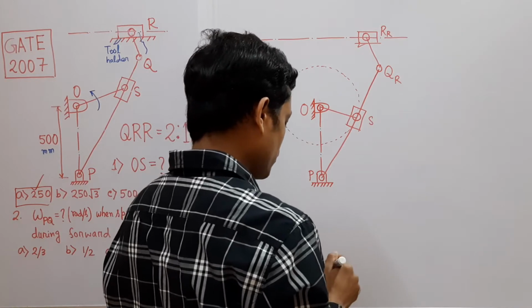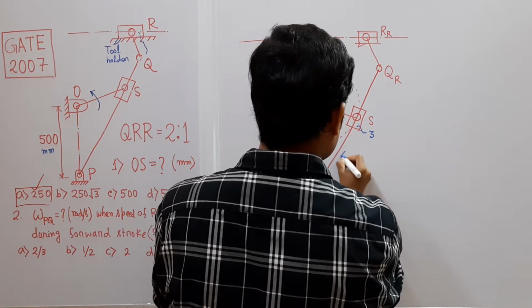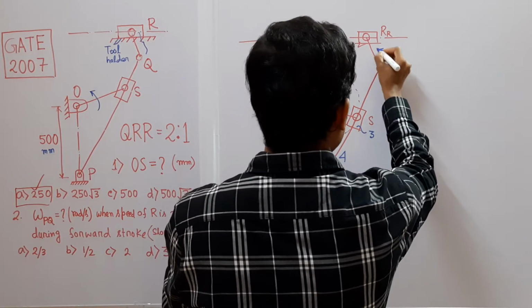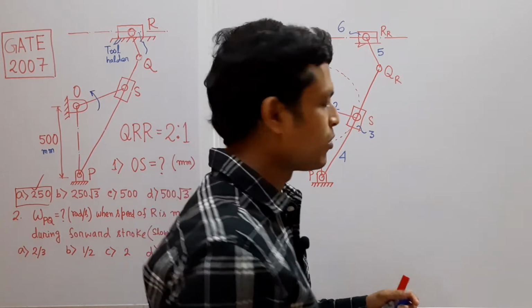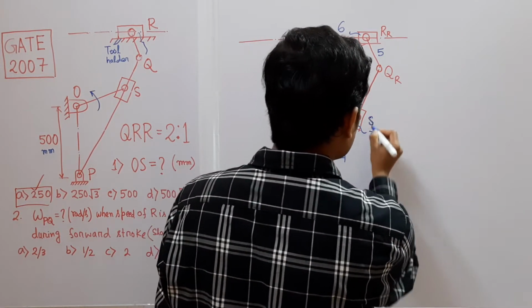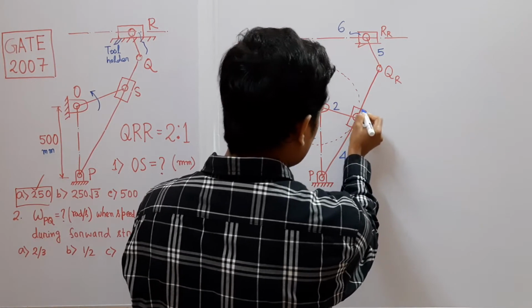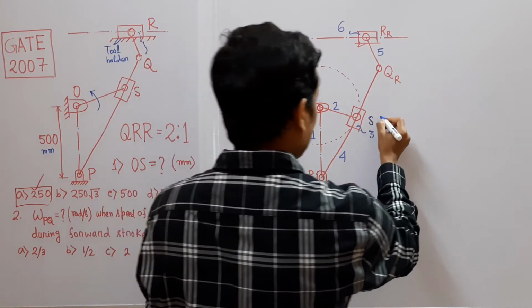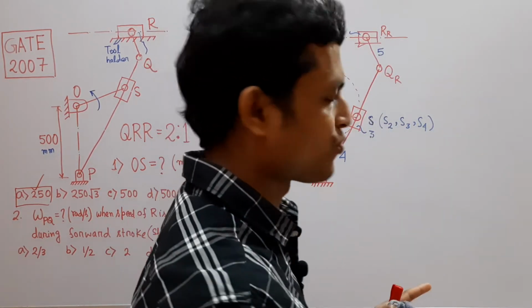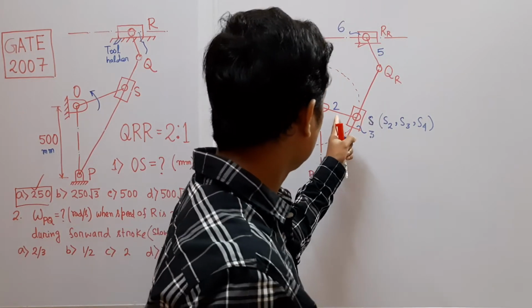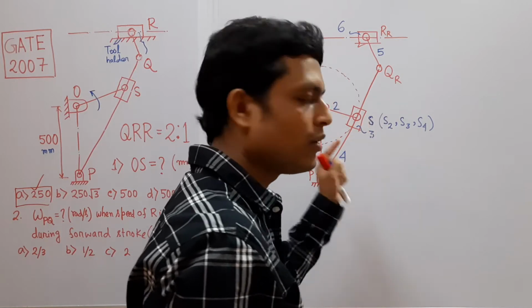And let me denote the link numbers also. So fixed link is 1, this is 2, this is 3, this is 4, oscillating link, this is 5, and this is 6. Now in the last lecture we have solved a problem, that is the point S. This is the point S which lies on 3 links. Point S lies on link number 2, it lies on link number 3, that is the slider, as well as it lies on link number 4. So there exist 3 instantaneously coincident points, S2, S3, S4. S2 is point S on link number 2, S3 is point S which lies on link number 3, and S4 is point S which lies on link number 4.